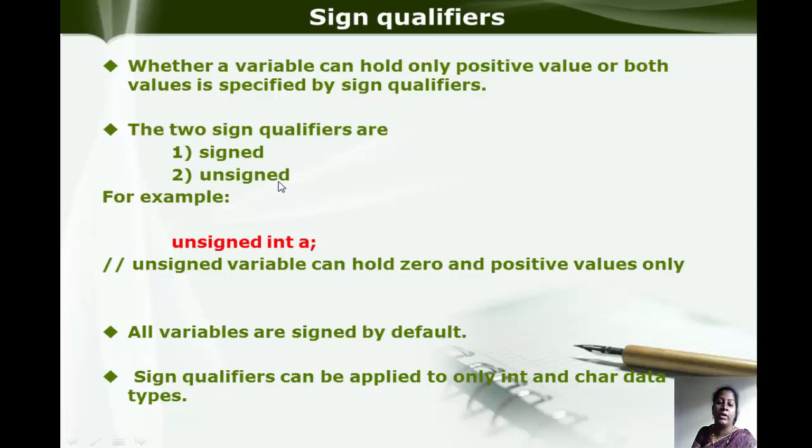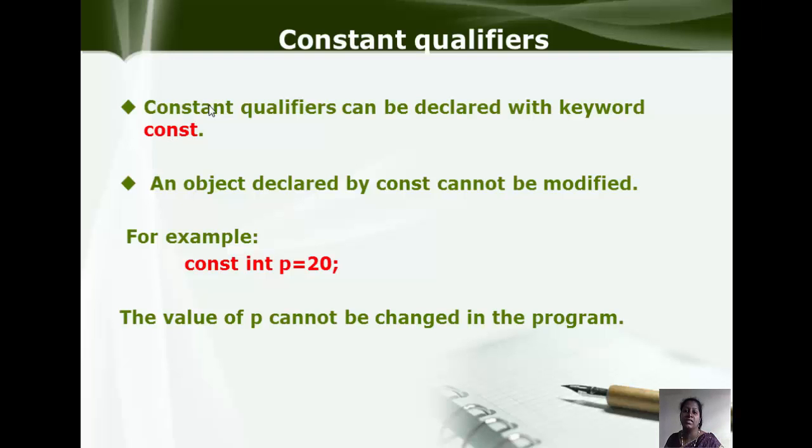For example, when I declare a variable to be unsigned, it means that this variable can hold 0 and only positive numbers. By default, all the variables are signed, and sign qualifiers can be applied to only integer and character data types. We will now discuss the constant qualifier.